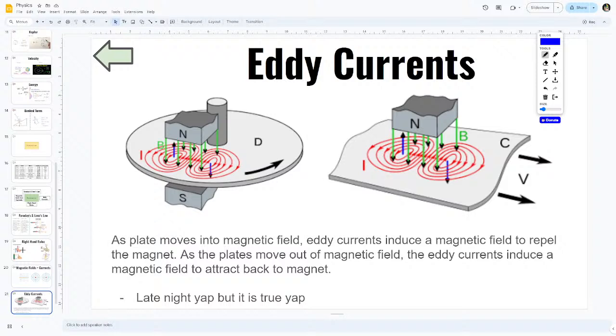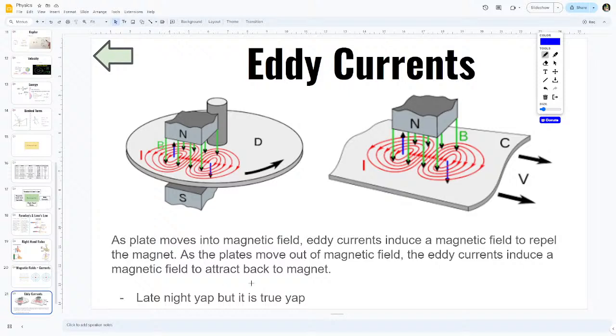Eddy currents. Is this the last thing? This is the last thing. Okay, so you have a magnetic plate, or whatever, between two poles of a magnet. As the plate moves into the magnetic field, eddy currents induce a magnetic field to repel the magnet. As the plate moves out of the magnetic field, the eddy currents induce a magnetic field to attract the magnet back.